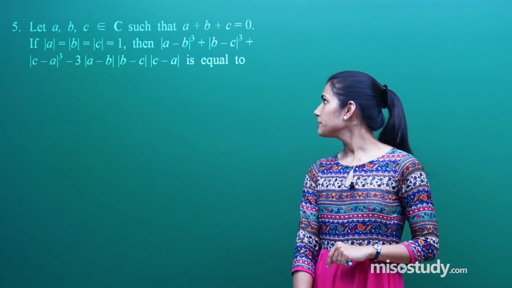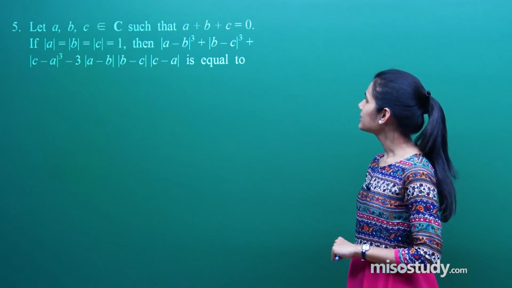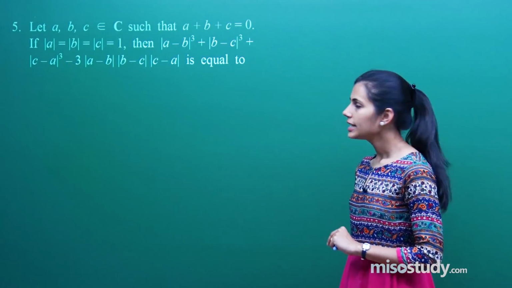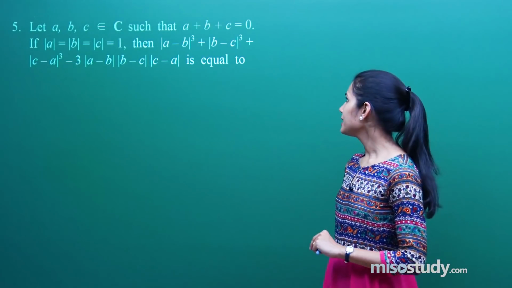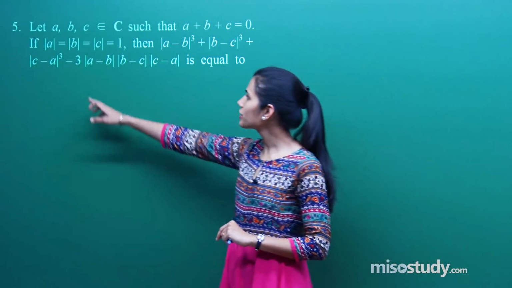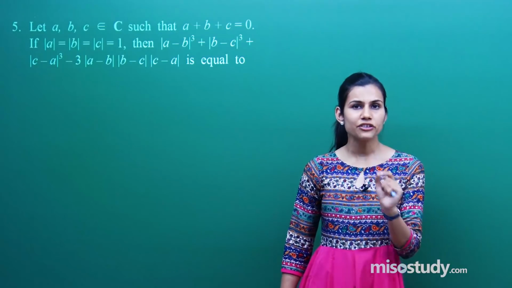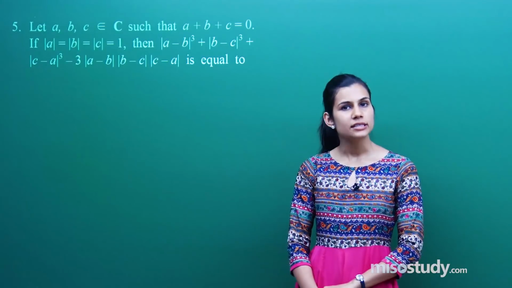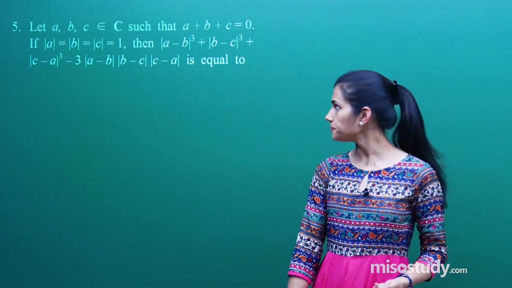The 5th question talks about A, B, C, 3 quantities such that A plus B plus C is 0. Modulus of A is equal to modulus of B is equal to modulus of C is equal to 1. Over here A, B, C are complex numbers, as you can see. Modulus of A minus B whole cube plus modulus of B minus C whole cube plus modulus of C minus A whole cube minus thrice of mod A minus B, mod B minus C, mod C minus A is a quantity which is an integral quantity. What is the question asking? There is an integer which comes out as the answer of this query. What is that integer out of the infinitely many is what we have to find out.